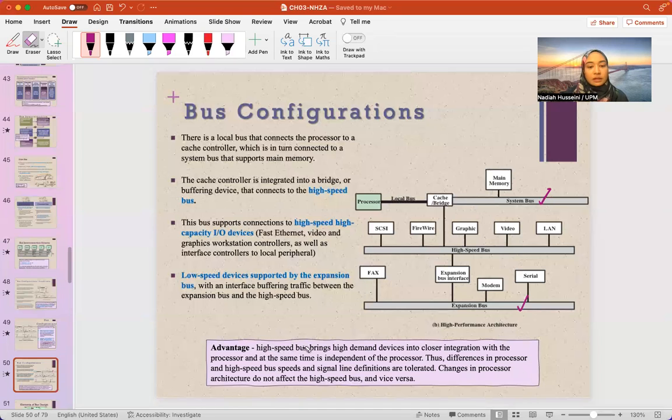So the advantage of this architecture is that the high-speed bus brings high demand devices closer to integration with the processor. So it is a step closer to the processor, and the low ones are further away. Changes in the processor architecture do not affect the high-speed bus and vice versa, because you have this insulator or the buffer known as the cache, and we have the insulator for the slowpokes and the fast ones, which is the expansion bus interface. So our insulators are very, very important. They help to have some independency.